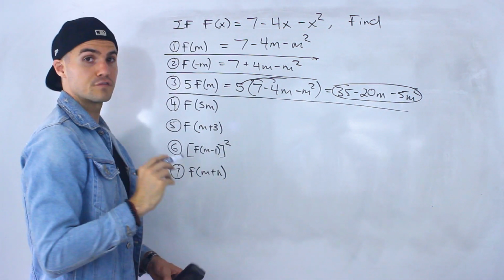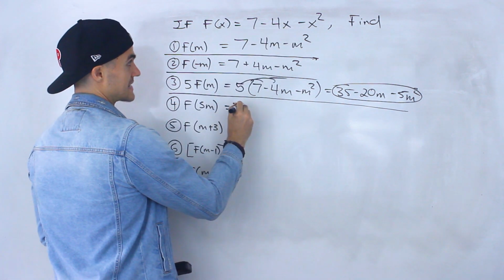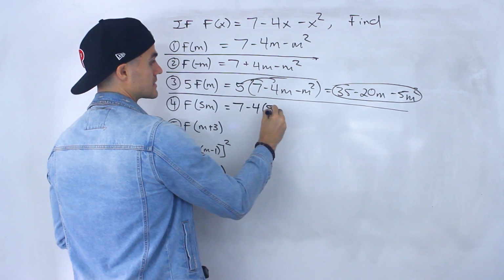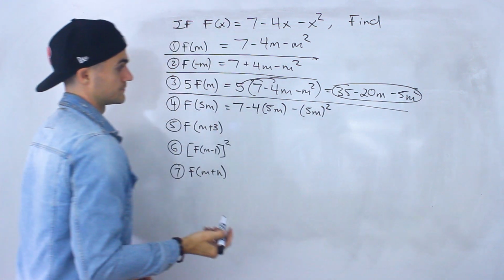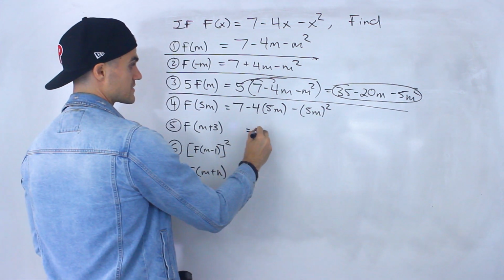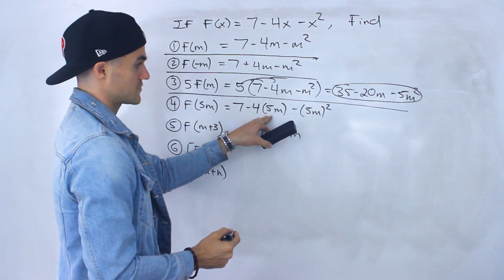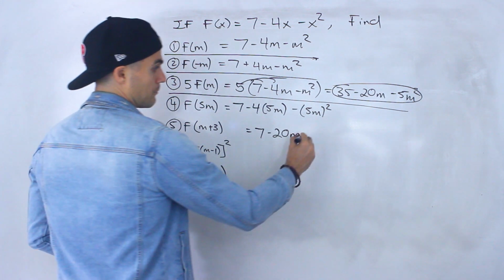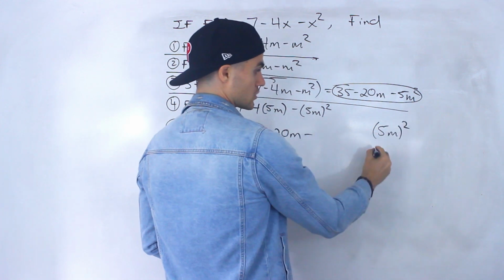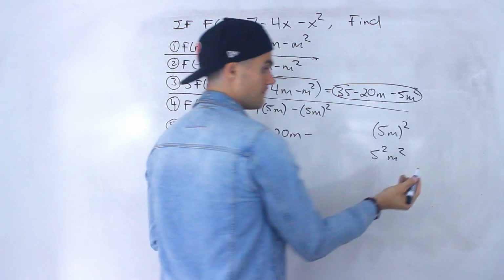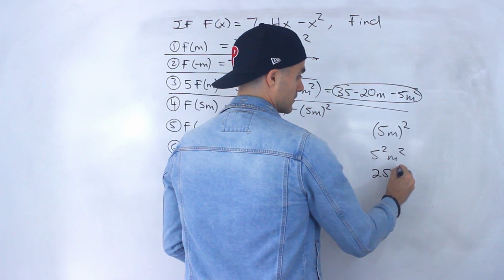And then we got f of 5m. So we'd plug in 5m for all the x values. We'd have 7 minus 4 times 5m minus 5m squared. Simplifying this, we'd have 7 minus 20m. Here, negative 4 times 5m is negative 20m. Minus, what's 5m squared going to be? Well, if we do this on the side, remember we could distribute that exponent to the 5 and then to the m. And then this would end up being 25m squared.